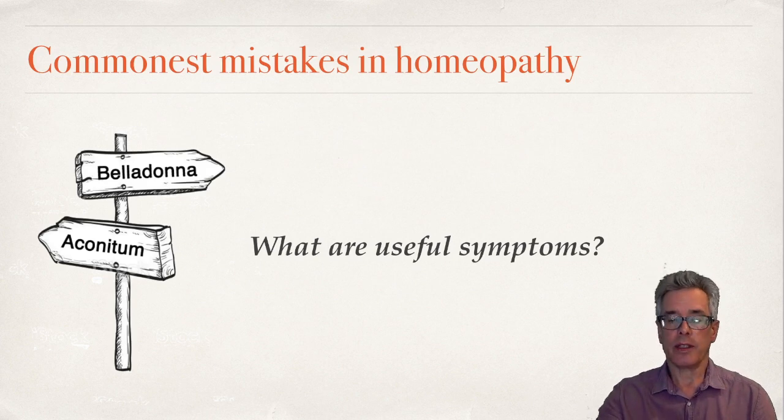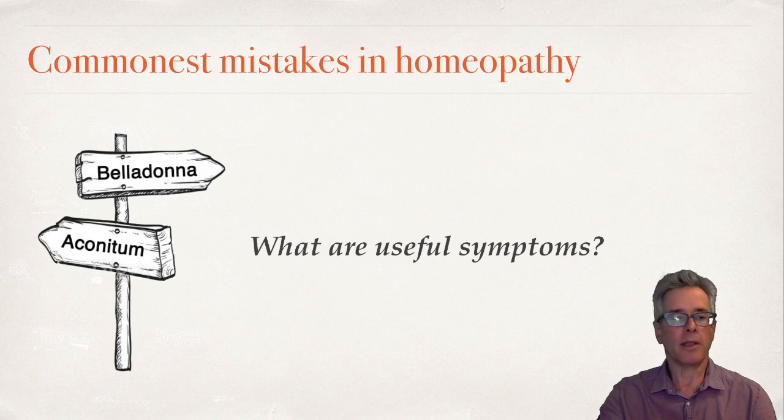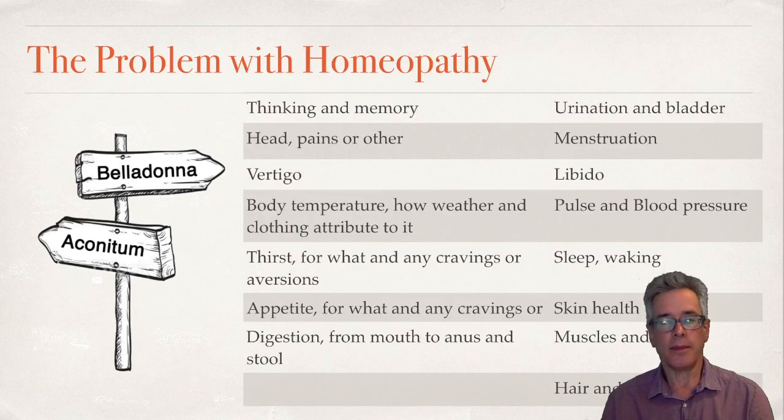So in those spheres that I'm talking about, we're going to talk about thinking and head function, body temperature, thirst and appetite, digestion, urination, menstruation, blood pressure, sleep, and muscles and joints and hairs and other parts of the body. So looking at that in more detail, thinking and memory, has that been affected? Is their alacrity, is their sharpness of memory still good? Do they have any pains in their head? Whereabouts? Do they have other symptoms of their head, such as vertigo?